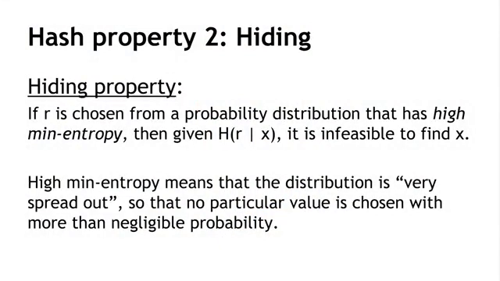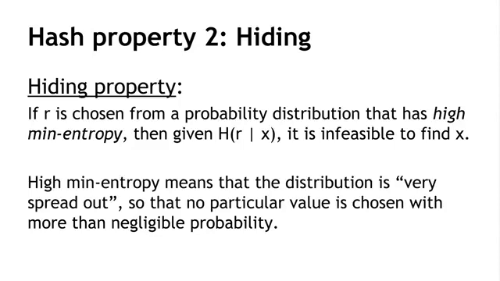So the hiding property that we are going to need to set up is a little bit more complicated. And the way we're going to fix this problem with the common value x, like heads and tails, is we're going to take the x and concatenate with it a value r, which is chosen from a distribution that's really spread out. And so this H of r concatenated with x means take all the bits of r and put after them all the bits of x. And so what we're going to say is, given the hash of r together with x, it's infeasible to find x, and that this will be true in the formally stated property that if r is a random value chosen from a distribution that has high min-entropy, then given the hash of r concatenated with x, it's infeasible to find x.